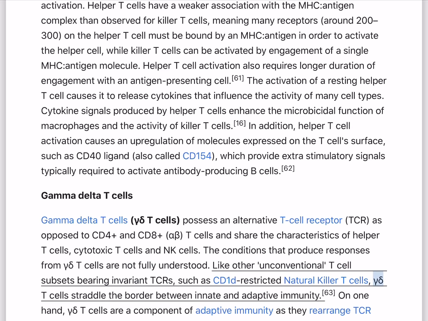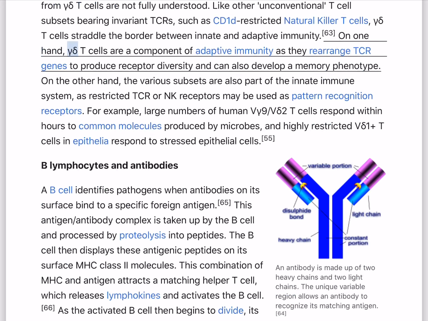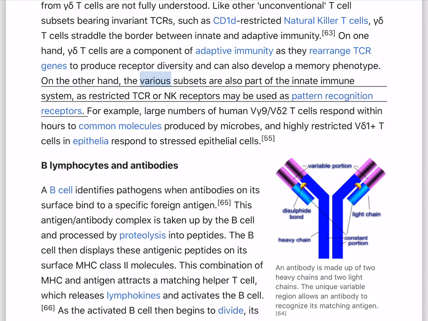On one hand, gamma delta T cells are a component of adaptive immunity as they rearrange TCR genes to produce receptor diversity and can also develop a memory phenotype. On the other hand, the various subsets are also part of the innate immune system, as restricted TCR or NK receptors may be used as pattern recognition receptors.